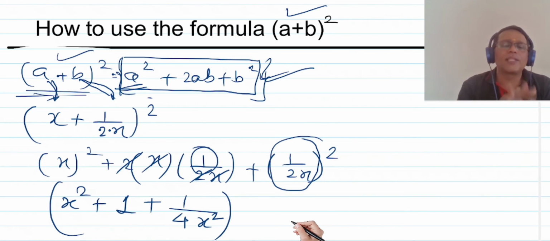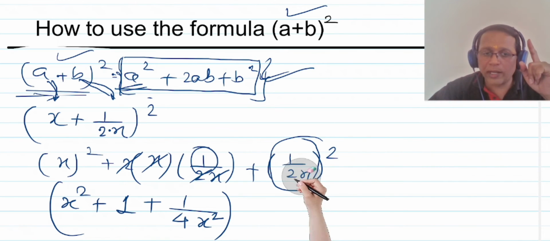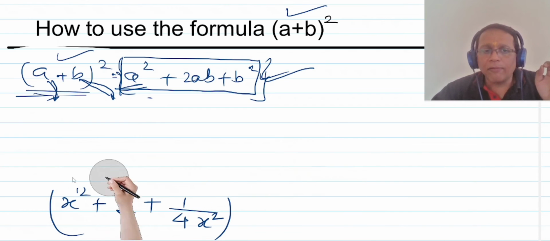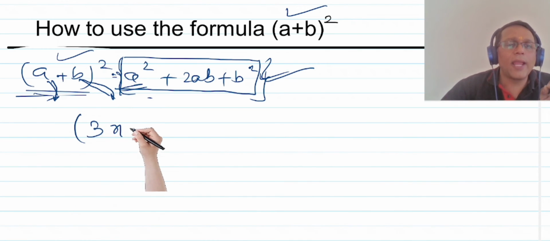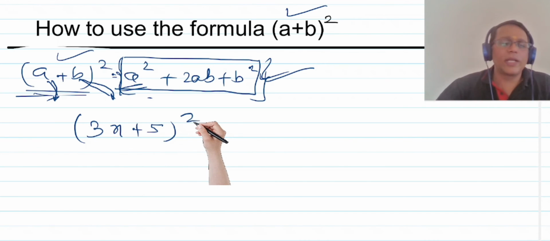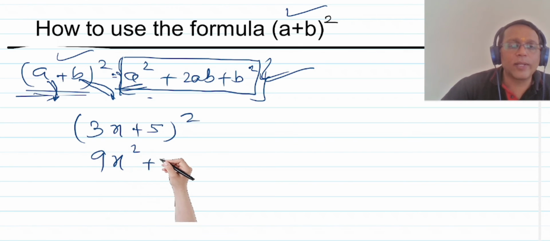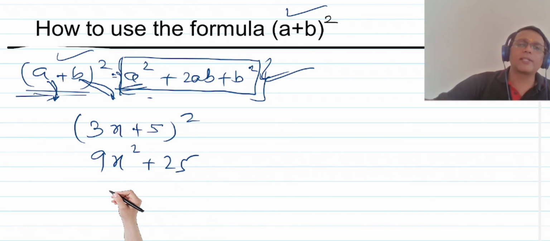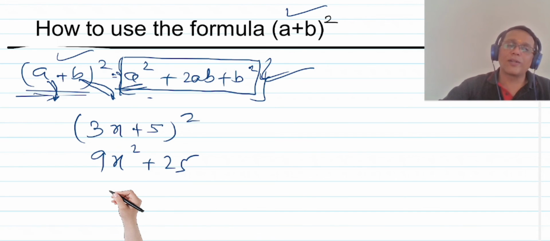This is very simple to use, but what many students do, I am going to take 1 more minute. If they get a question like this, what is (3x + 5) square? Okay, so then what do they do? They write this as 3 square is 9, x square is x square, 5 square is 25. That's it. Even in grade 9, grade 10 also I have seen students doing like this.